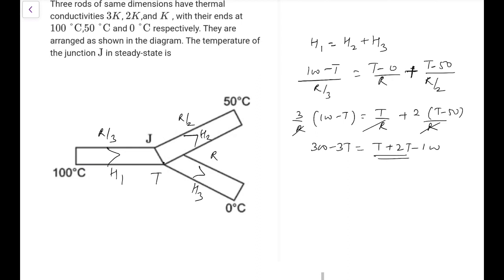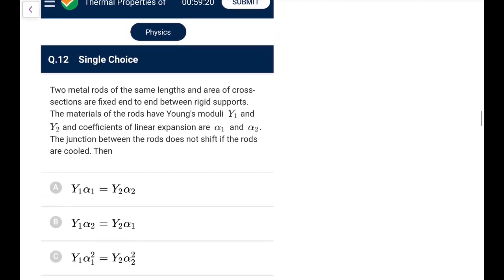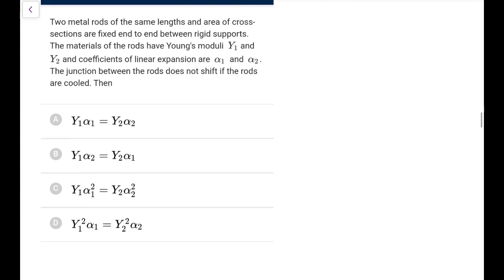So again this is 3T × 60 = 400. So T is 400/6, or you can call it 200/3. So we will go for option A, that's the first one that I am seeing, and that's the right one.